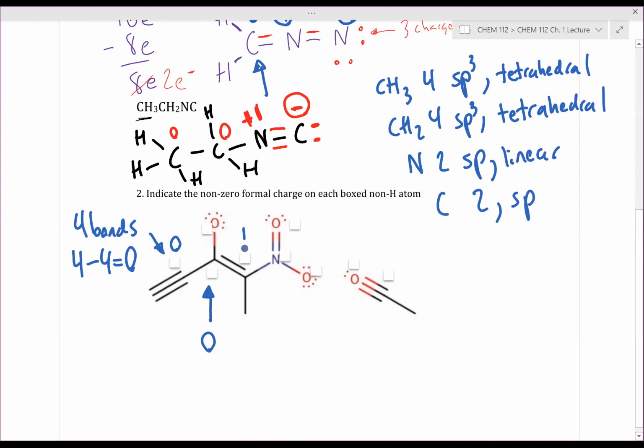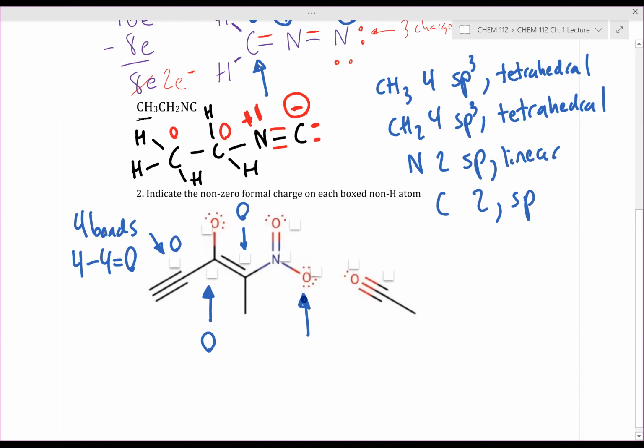Okay, what about this carbon here? Does this carbon also have 4 bonds to it and 0 lone pairs? Yes. So what's its formal charge? 0. Okay, perfect. Now, we're going to really utilize pattern recognition to our advantage with this oxygen atom here.